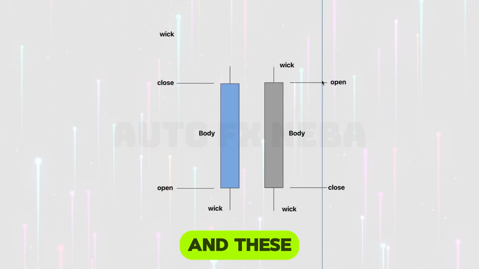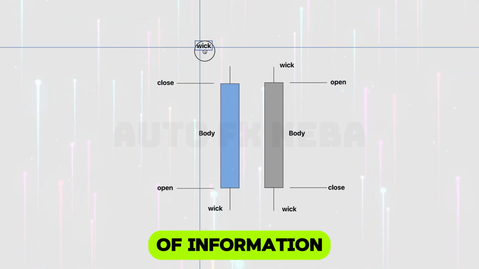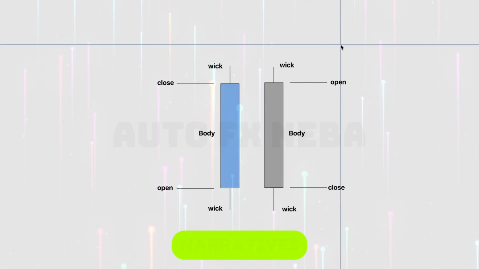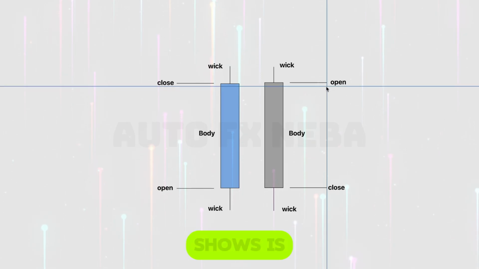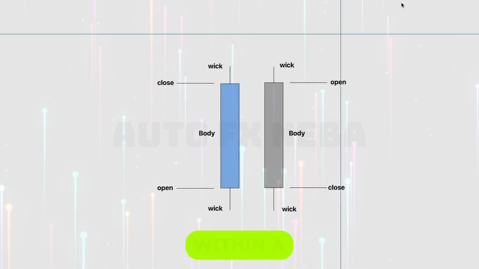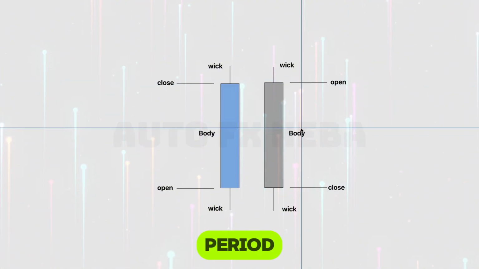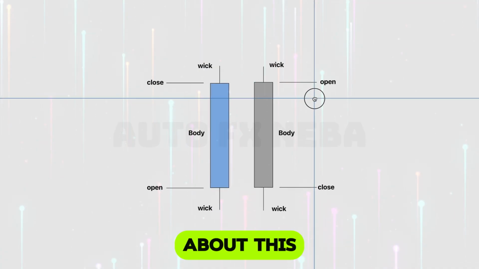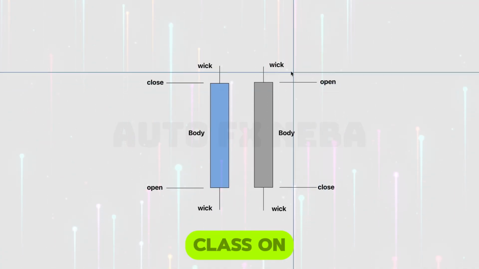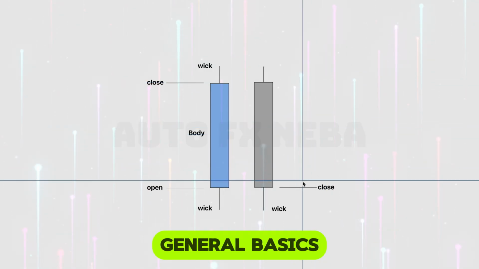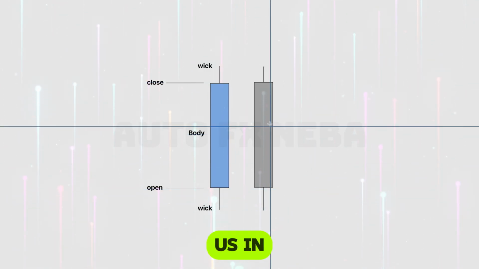So these bodies and these wicks give us a lot of information that we can use to our advantage, and they're actually pretty much staple in helping us build our narratives, because what a candlestick shows is basically buyer psychology and buyer action and seller action within a specified time period, all right? And we get a lot of information from these bodies and wicks. So we're gonna talk about this in considerable depth soon in a class on momentum. But for now, we will discuss the general basics of what a candlestick can give us in terms of information.